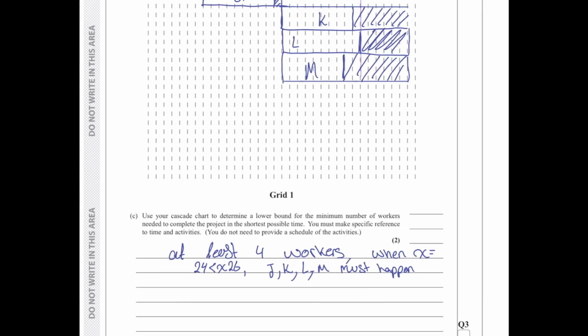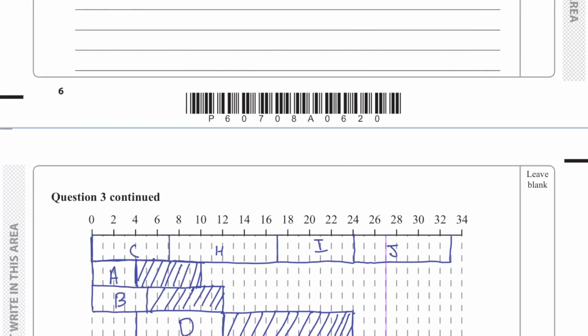And this is it for question number 3, parts A, B, and C.